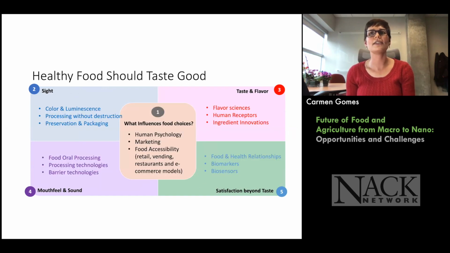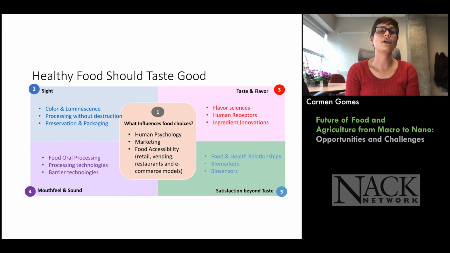So, ways that we could tackle this. In terms of what influences food choices: human psychology, marketing, and food accessibility, so retail, vending, restaurants, and e-commerce models. Talking about food deserts, there are places where it's difficult to send fresh produce because they don't have the transportation, and the distribution is not perfect. So can you design foods with a longer shelf life, that are shelf stable? Again, taste and flavor: we can work on flavor sciences, human receptors, and ingredient innovations. All those things play a big role in how taste and flavor are developed.